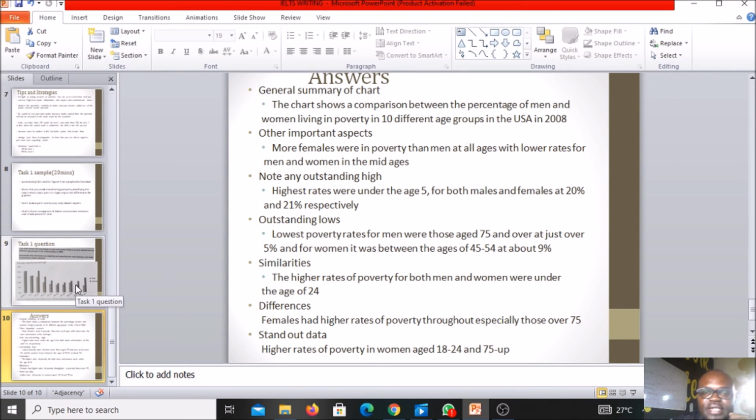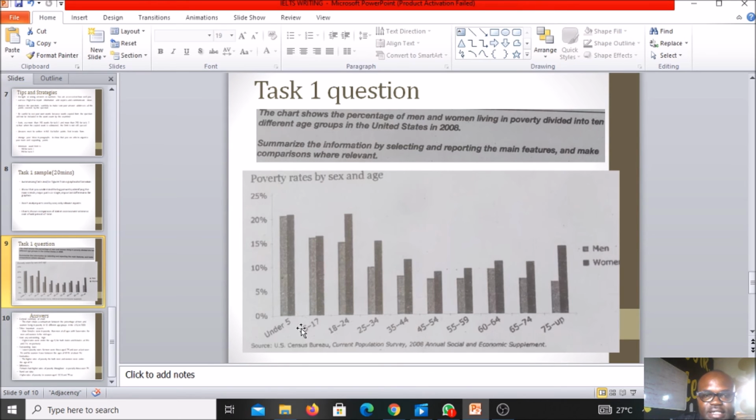So the highest rates are under 5. You can see under 5, that's the highest. These other ones are low, low, low. None of them is as high as it. So that's why we say outstanding high. This is the highest point, so it's good you make mention of this highest point. And you can see that for men it is 20% and female is 21%.